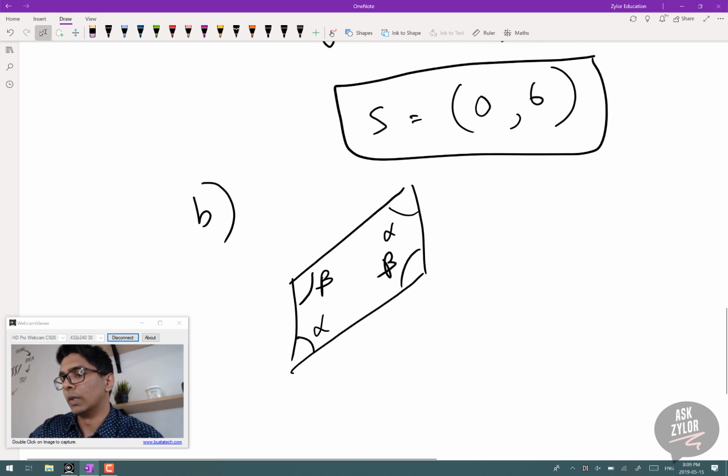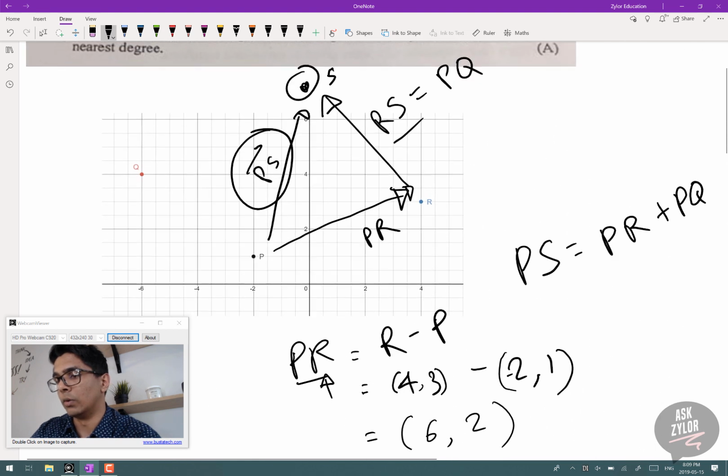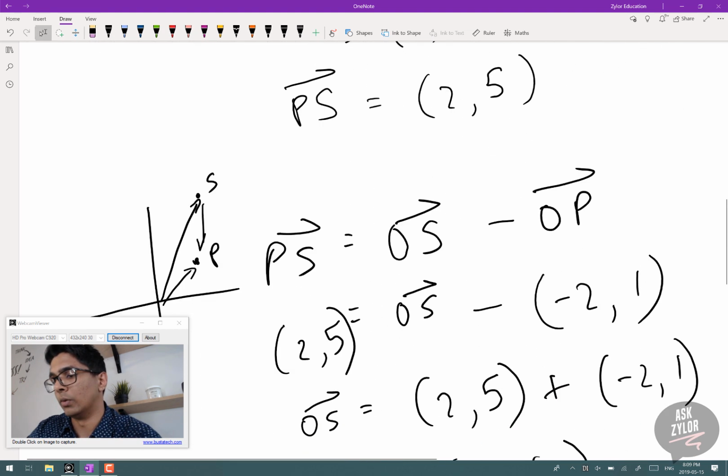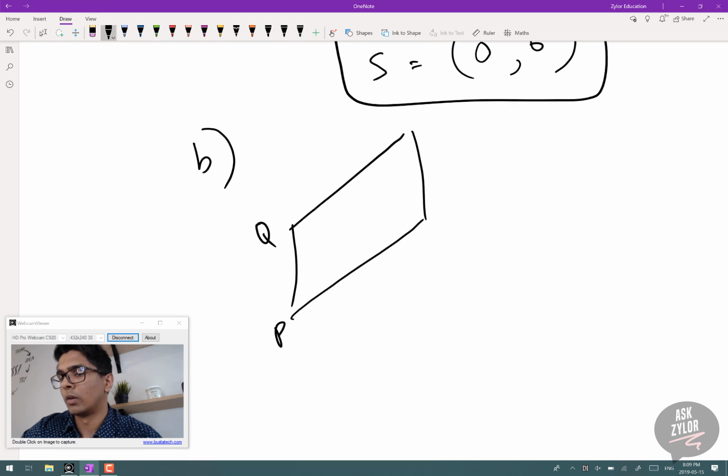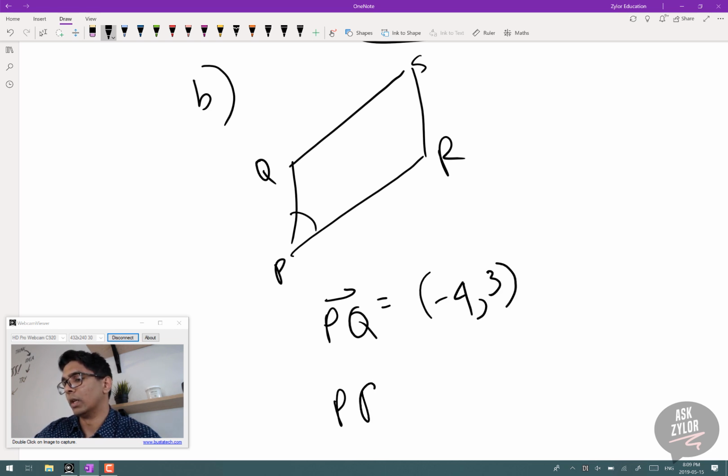Okay? So let's call these points something. Let's say this is P. Our points were P, Q, R, S. So P, Q, S, and R. Right? So let's find the angle between PQ and PR, so the angle at P, essentially. Right? So we know PQ is equal to the vector -4 and 3. We know PR is going to be 6 and 2.